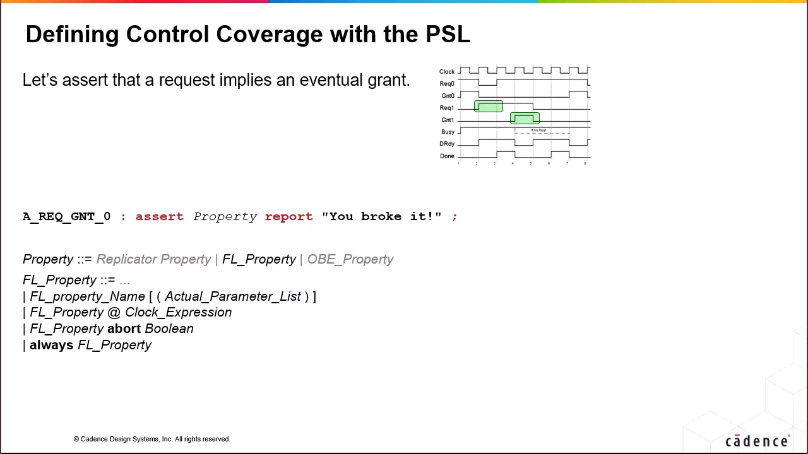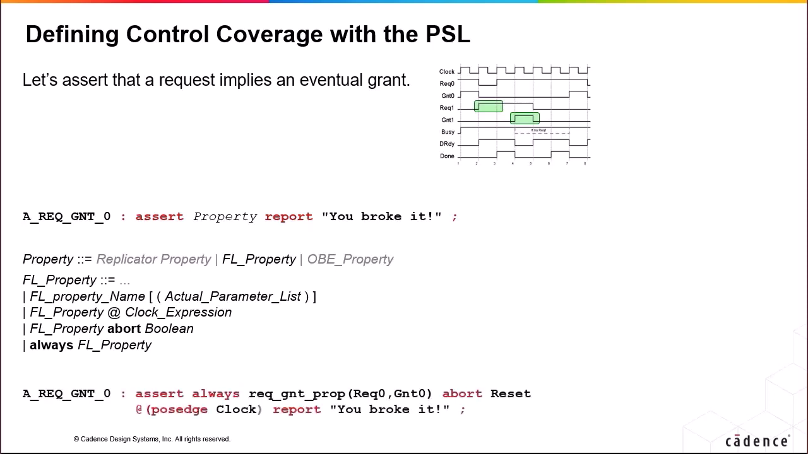Precedence is important. I have listed these operators in their order of precedence. Anywhere that precedence is unclear, be sure to force precedence by grouping property expressions with parentheses. Following this syntax, we provide the always operator, instantiate the request grant property, and provide it with the request 0 and grant 0 arguments. Abort the attempt upon reset, and clock the property. Now let's go ahead to actually define that instantiated property.